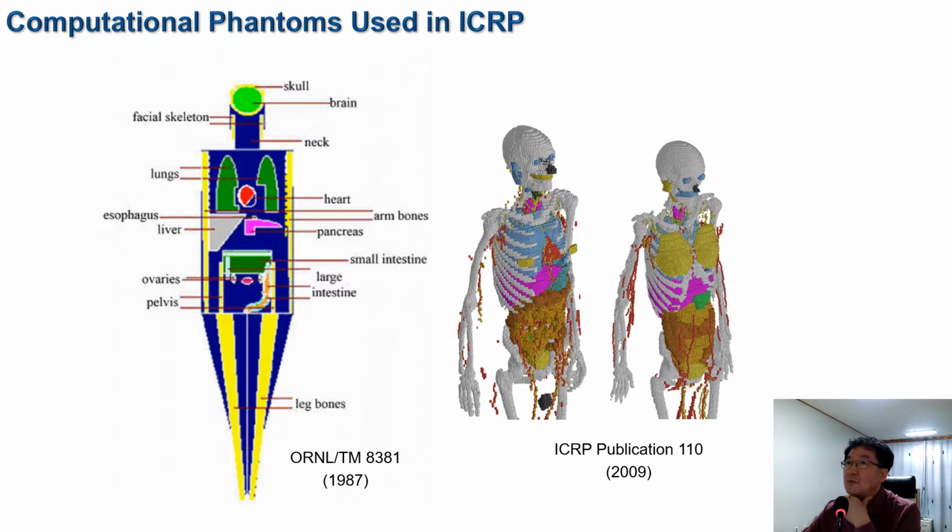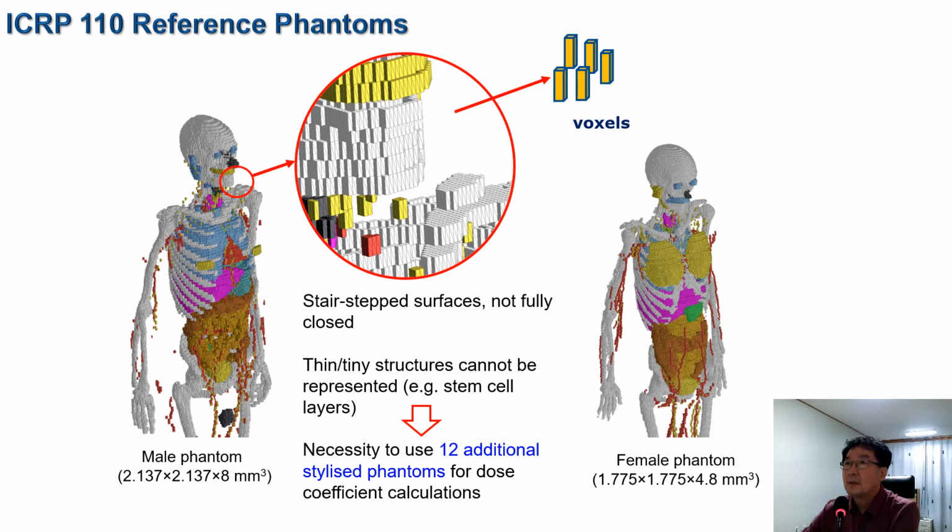These phantoms were developed using the CT image data of real human bodies, and these phantoms more realistically describe the organs and tissues of the human body when compared to the stylized phantoms. But these ICRP reference phantoms have some limitations. That is, in these phantoms, we can still see stepped surfaces, not fully closed.